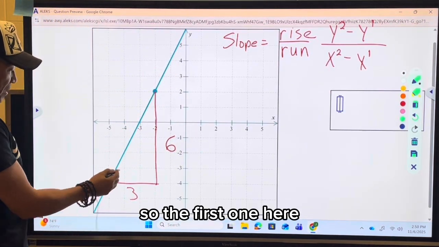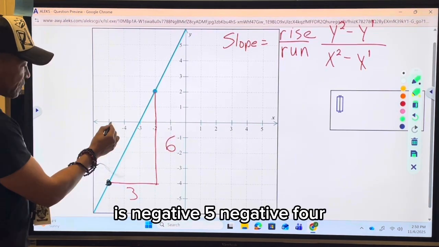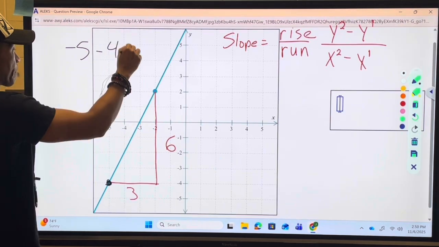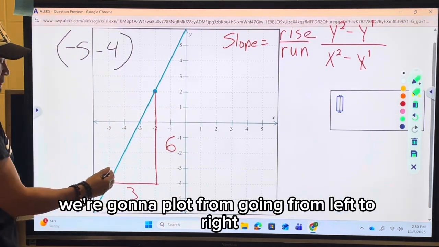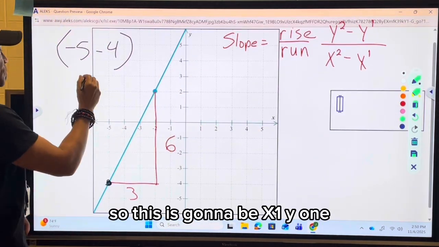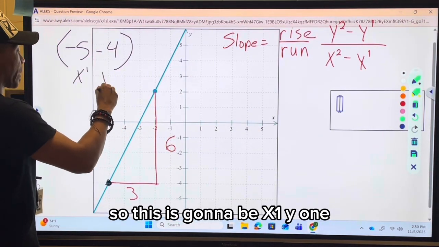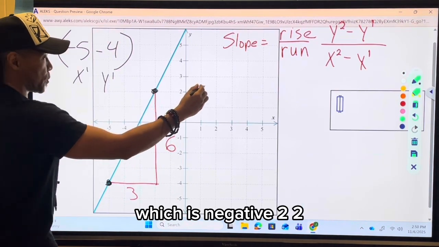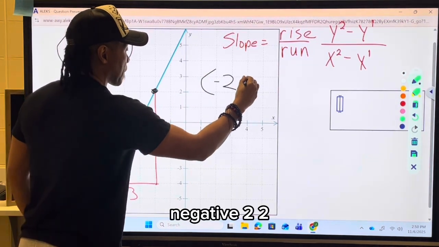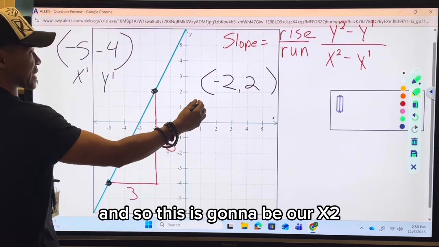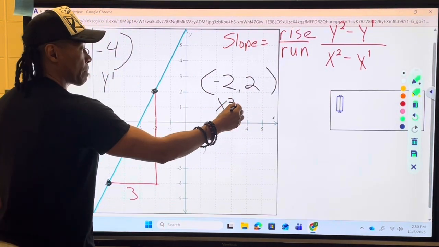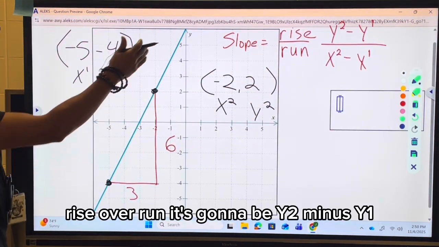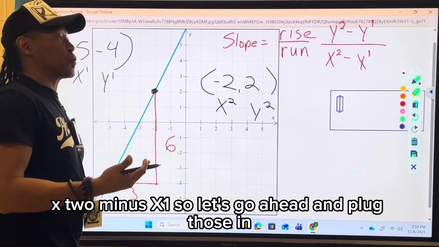So the first one here is -5, -4. And so this is our first one we're going to plot, going from left to right. So this is going to be x1, y1. On this side, we have our next plot, which is -2, 2. And so this is going to be our x2, y2. And looking at the formula, rise over run is going to be y2 minus y1 over x2 minus x1.